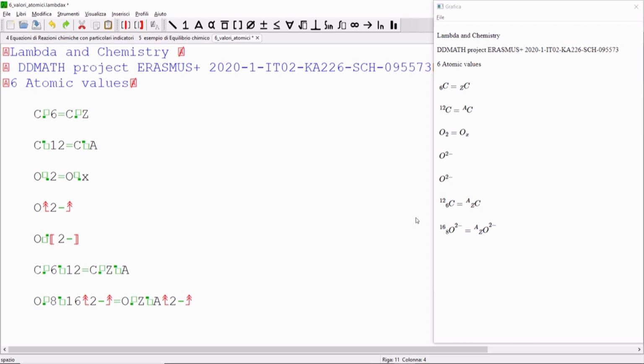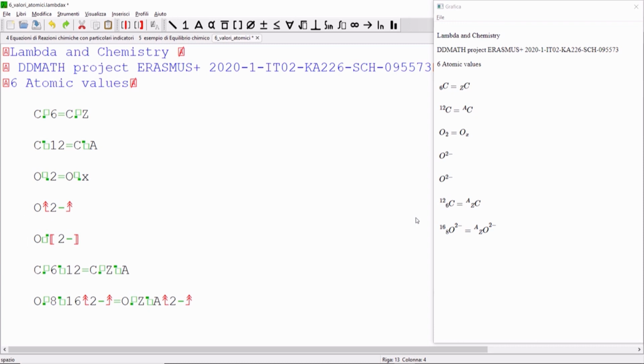Let us see a first example with compound exponent. O, opening power with compound exponent, 2, minus sign, close power. Here now is an example with simple superscript. O, simple superscript, open generic parenthesis, 2, minus sign, close generic parenthesis.